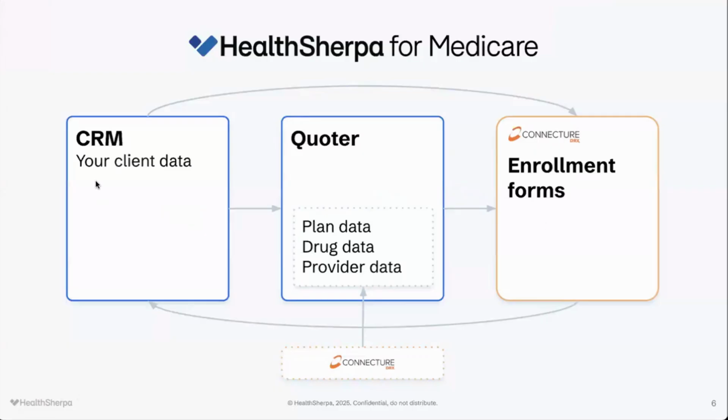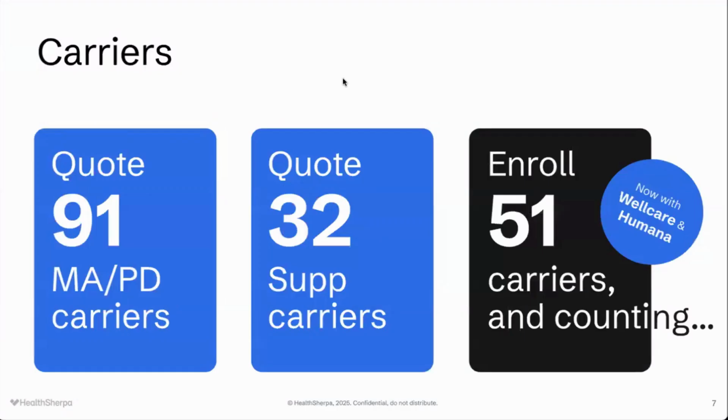And when you submit it, it comes back and updates the CRM record automatically so that everything is in sync. We also have a growing list of carriers available on the platform. So we're now up to 91 MA carriers quotable on the platform, 32 sub carriers quotable, and then our enrollable list has grown quite a bit lately. So we're now at 51.